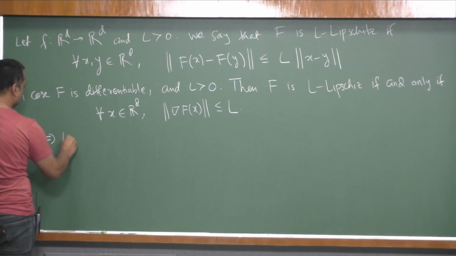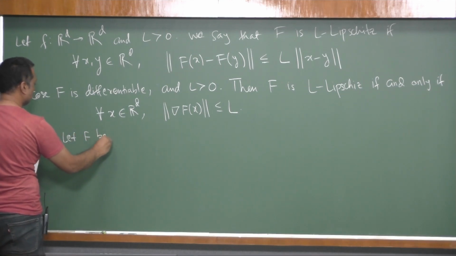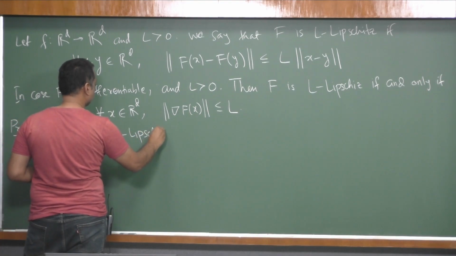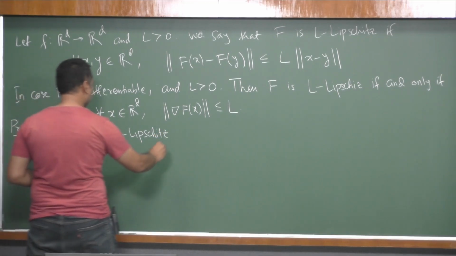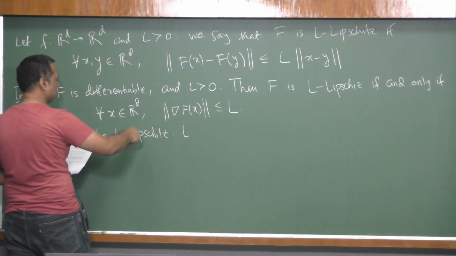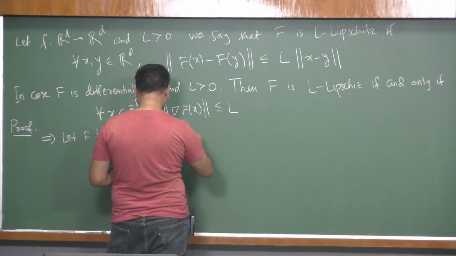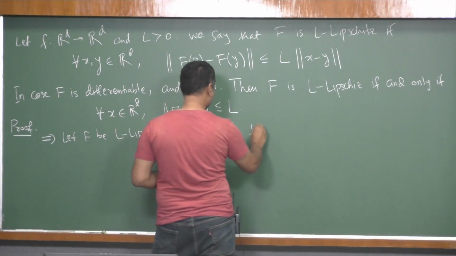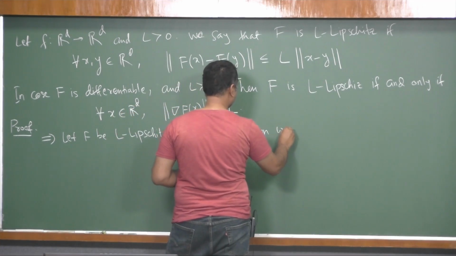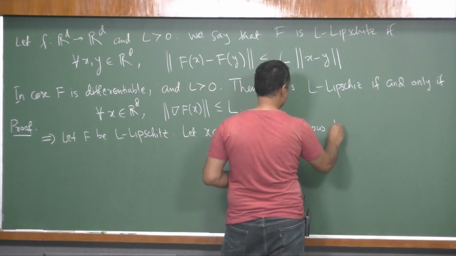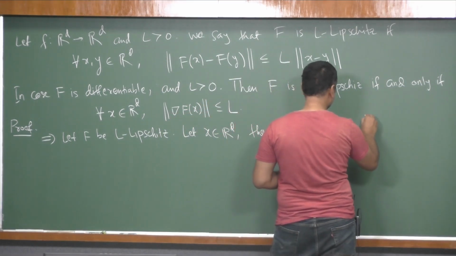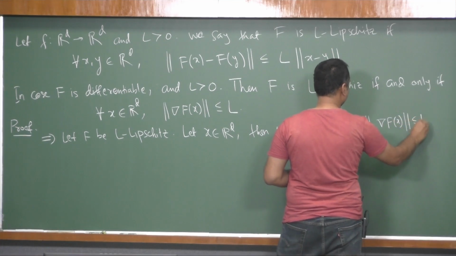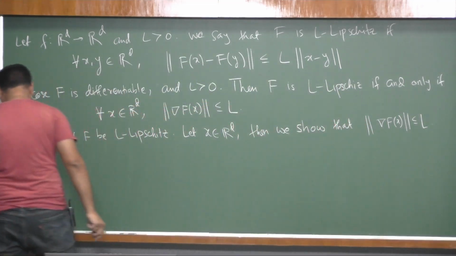So let f be L Lipschitz, and we are supposed to prove this now. So let x be in R^d, then we show that the norm of the gradient of f(x) is less than or equal to L. So let us first prove this part.